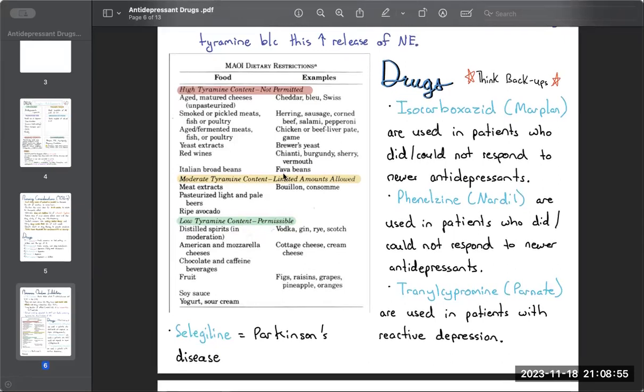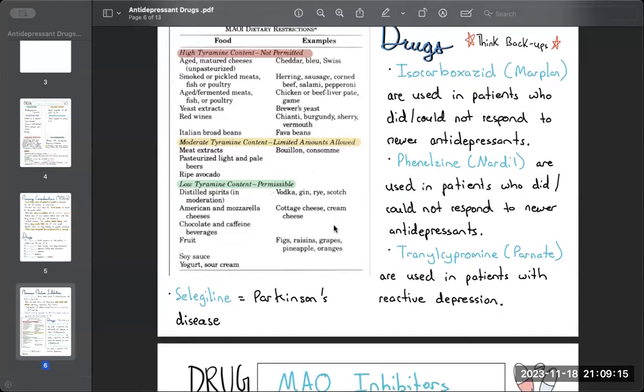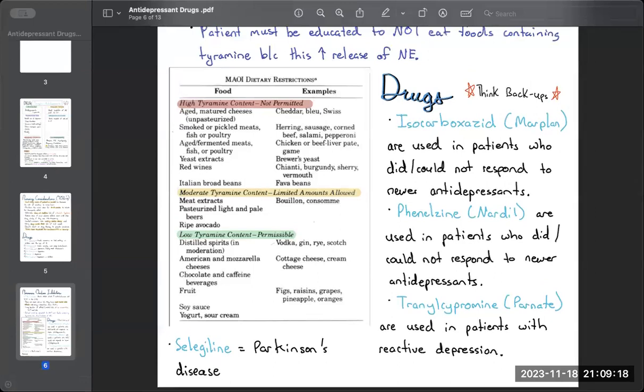Like sausage, salami, pepperoni, they can't eat that either. No chicken, no beef liver, okay? No brewer's yeast, so no wines, okay? No sherry or Chianti, Burgundy, but different types of wine. No fava beans, okay? Basically, you can't eat a lot of things. So aged cheeses, cold cut meats like salami, pepperoni, sausage, no chicken, no wines, and no fava beans, okay?